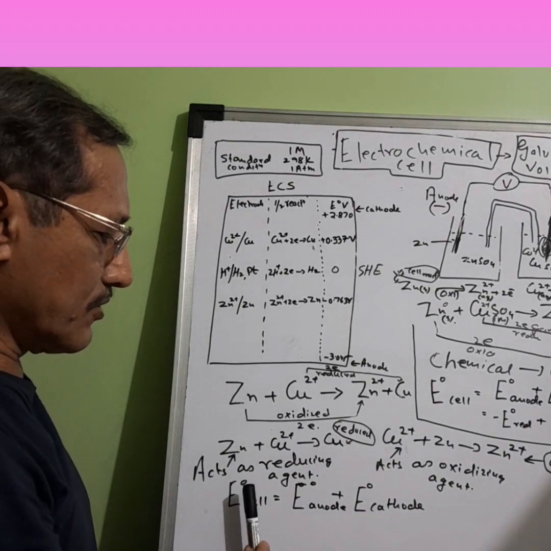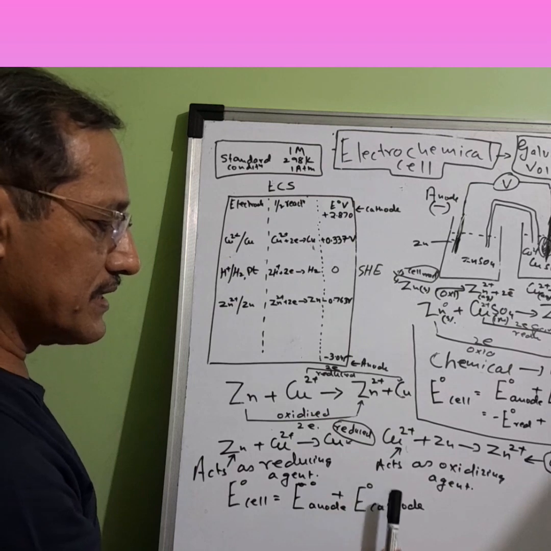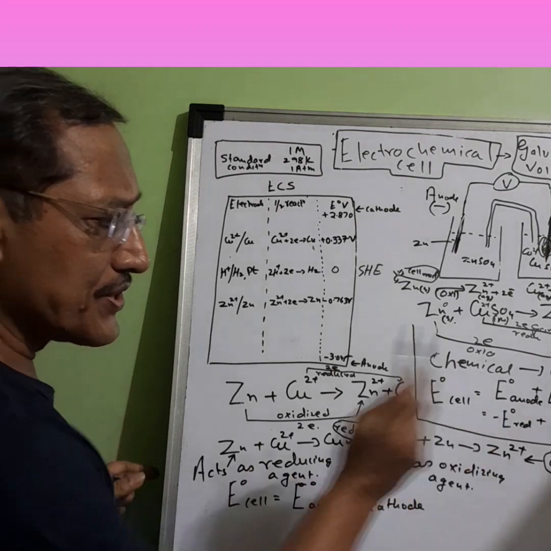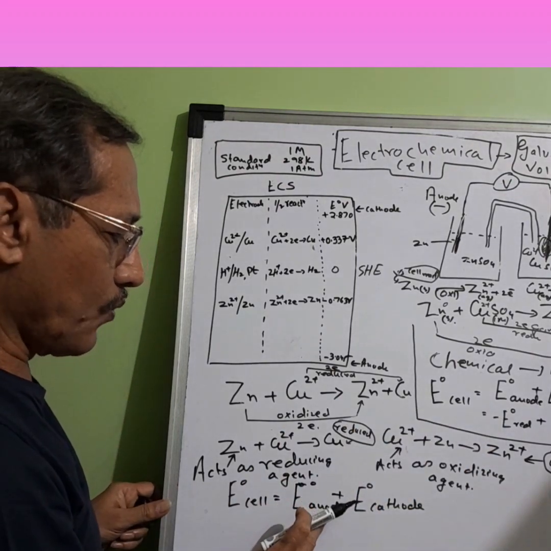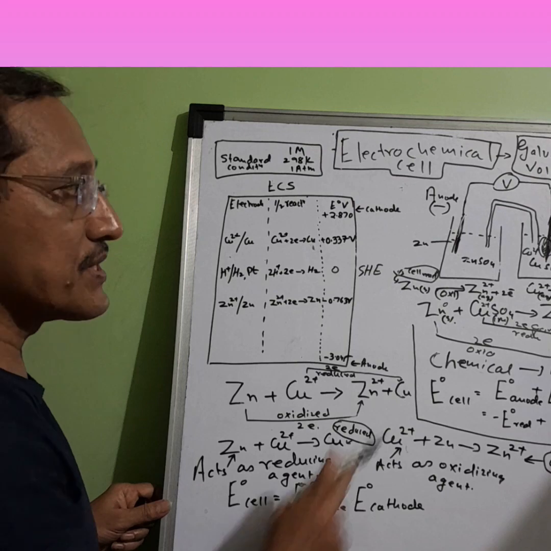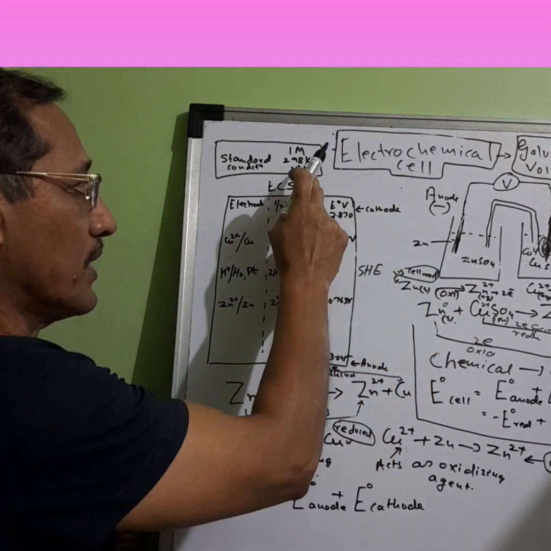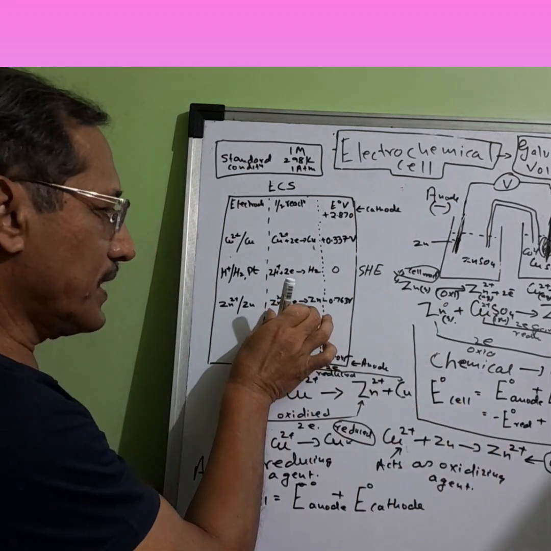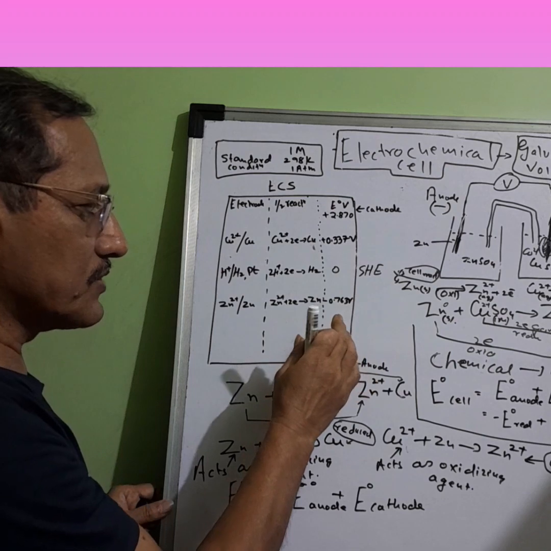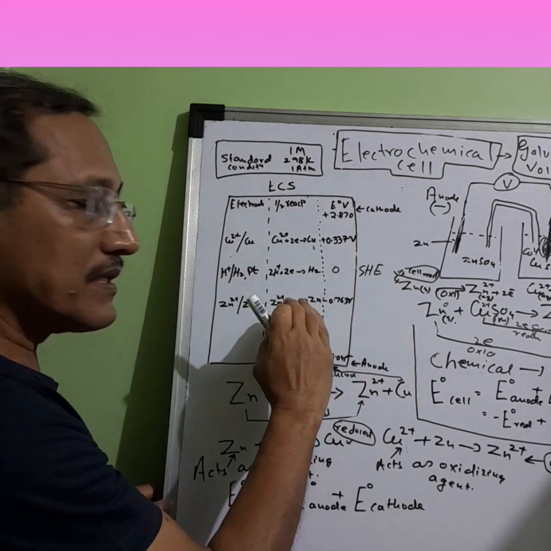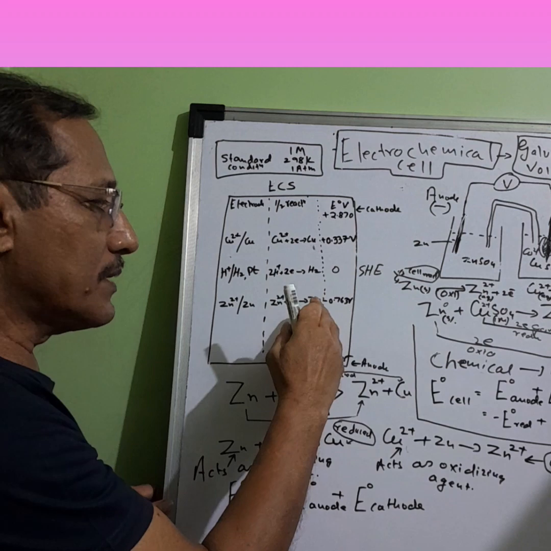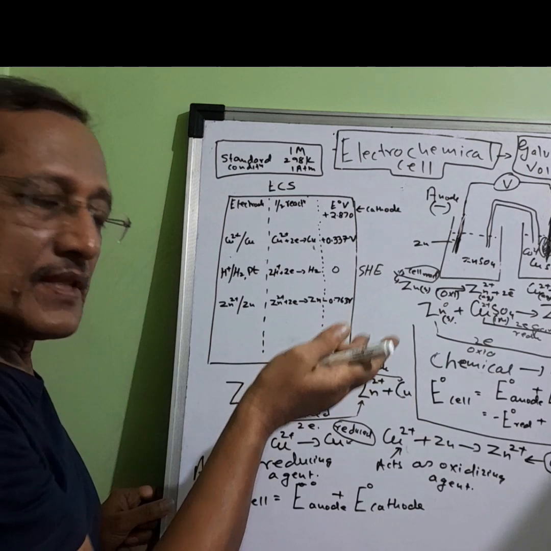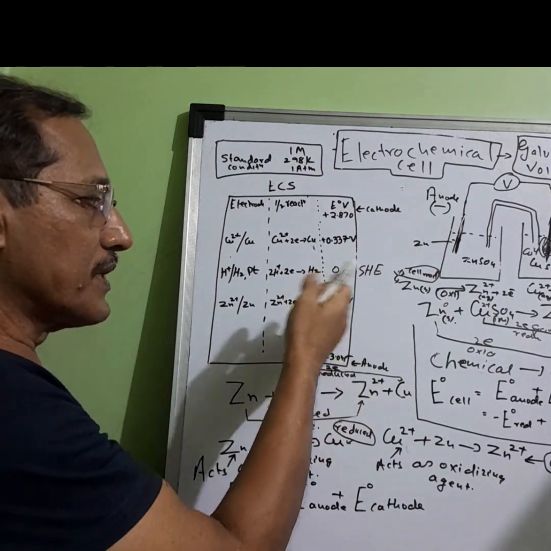Now E0 cell is equal to E0 anode plus E0 cathode. In the case of anode, what happens? It's the oxidation that happens at the anode. But here we have reduction potentials, so what do we do? As I explained earlier, we pick up those values and multiply them with negative. When I multiply it with negative, it gets inverted, and it becomes oxidation potential.